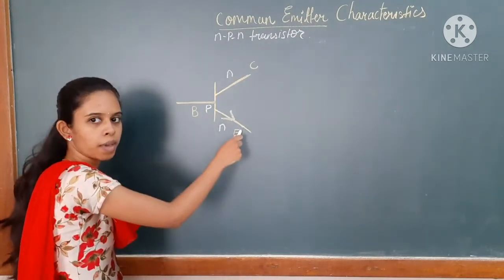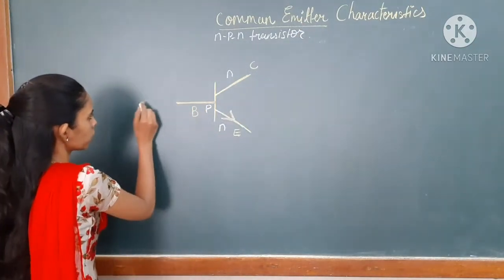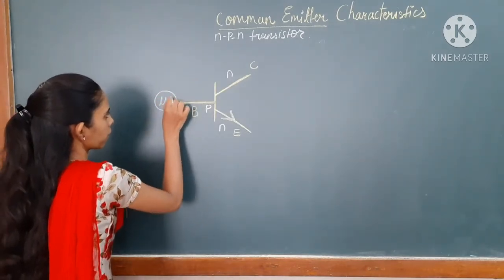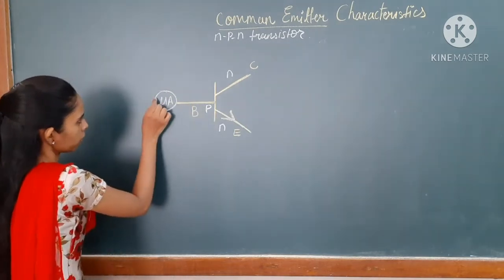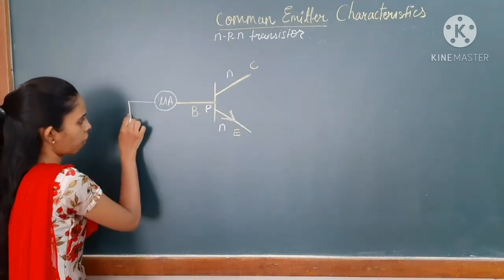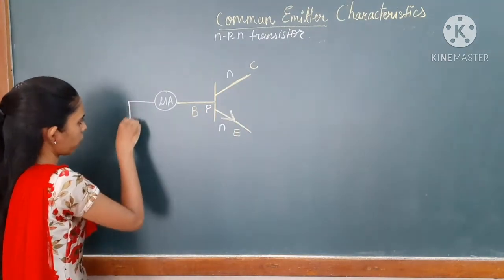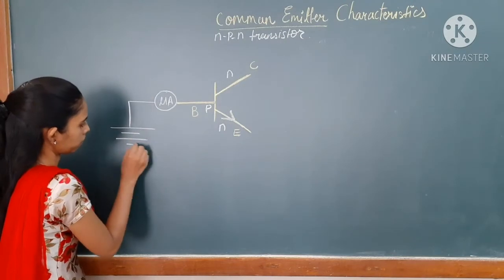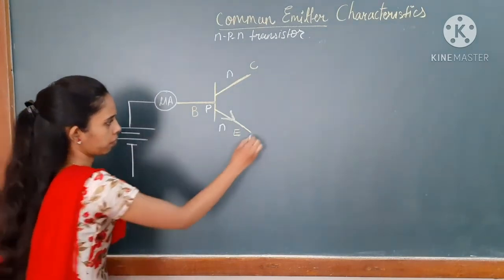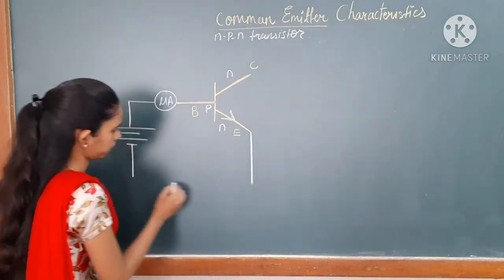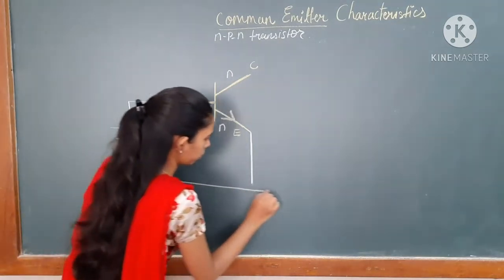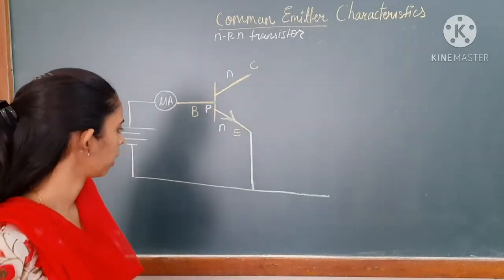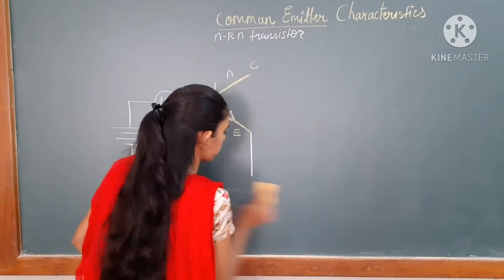Now we have to use the emitter as a common terminal. So let us draw. Here we attach a microammeter so that we can know the base current. The base is always in forward bias. This is the P region and it is connected to positive. This is the emitter, which is common to both the base and the collector.